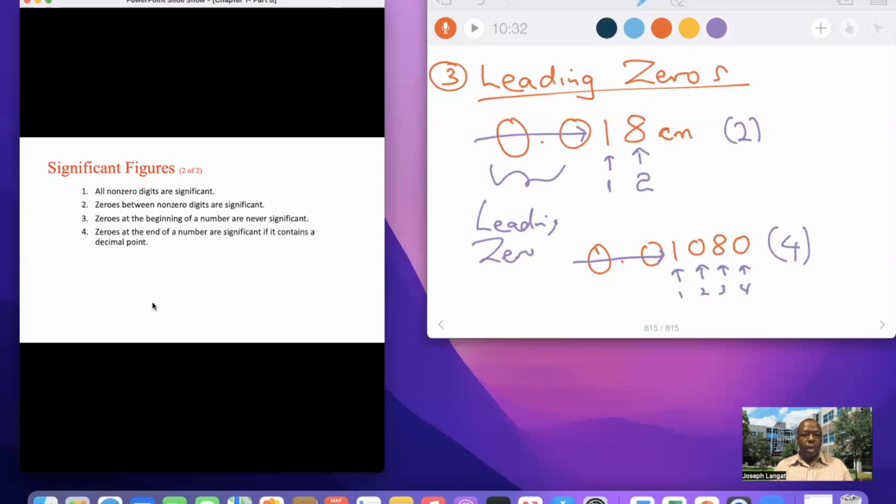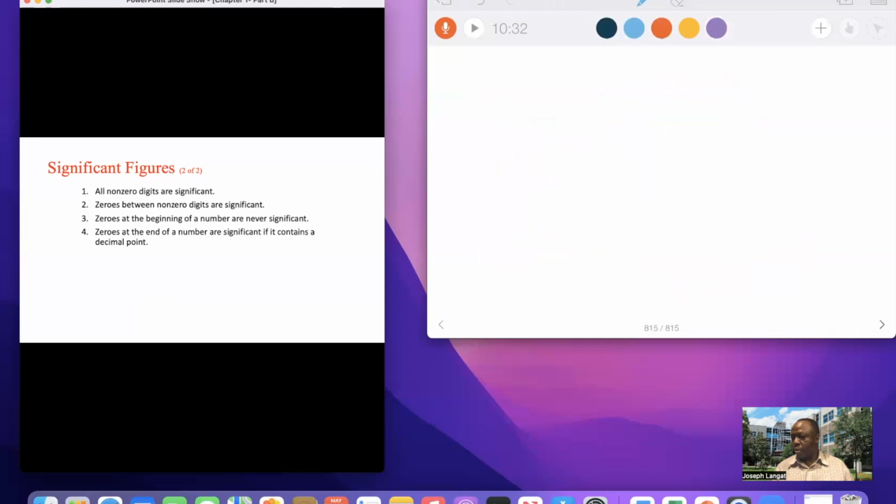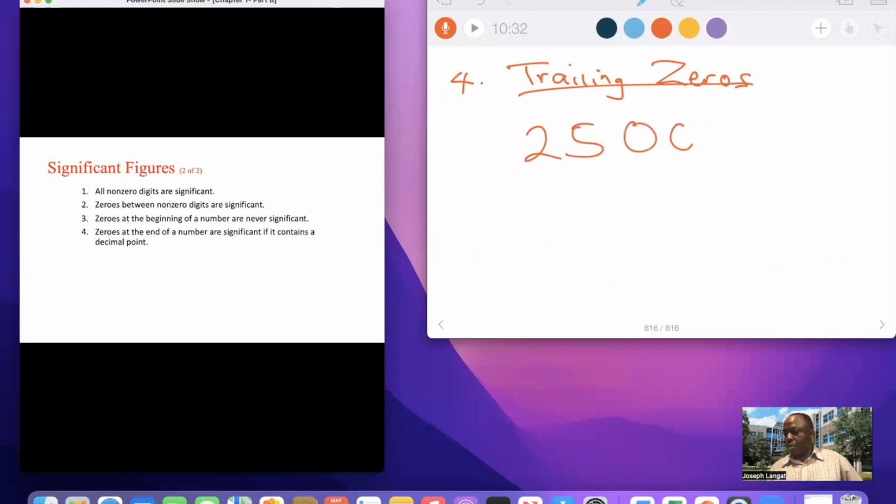And then zeros at the end of a number are significant if it contains an implied decimal place. These zeros here are also called trailing zeros. They do not count unless there is an implied decimal place. 25000 has 2 significant digits.